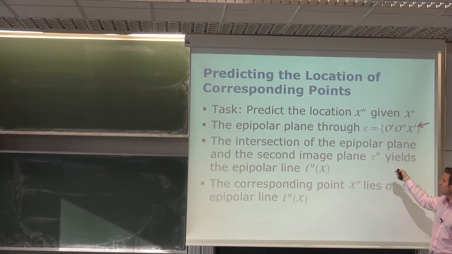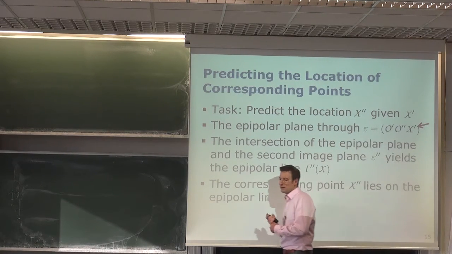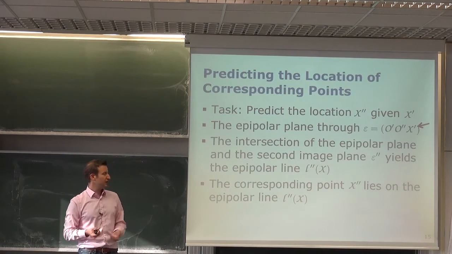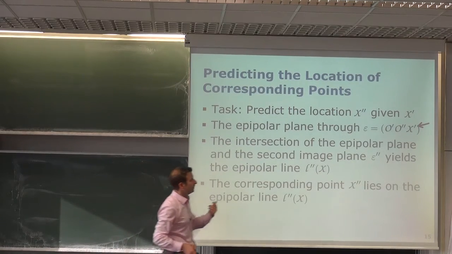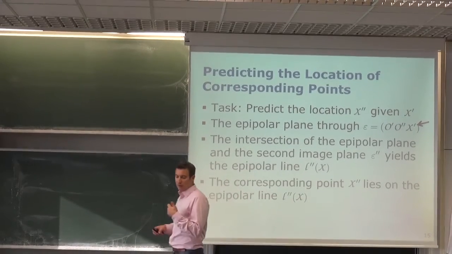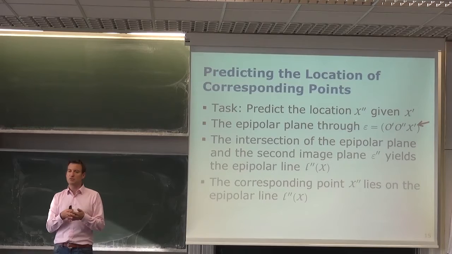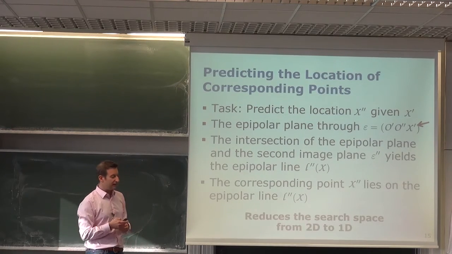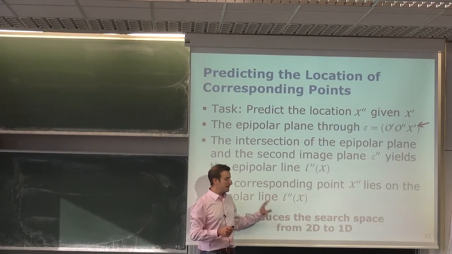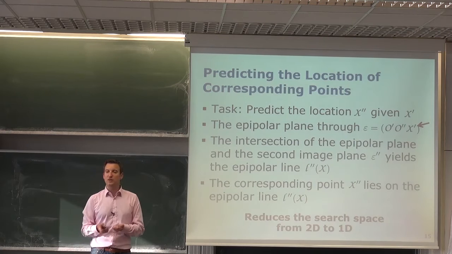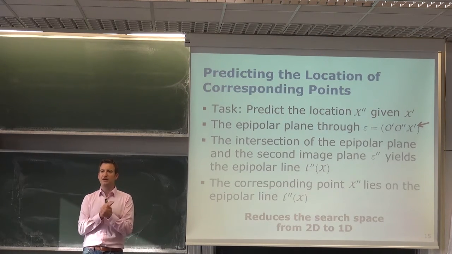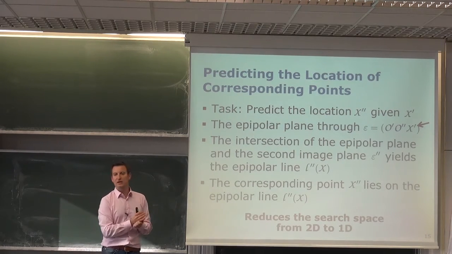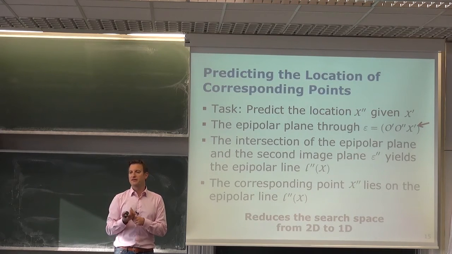If this would depend on x double prime, that wouldn't help me. But as it only depends on x prime, that's why the arrow is here, I can construct this epipolar plane and then use it by intersecting it with the other image in order to find the projection of this point. This intersection of the epipolar plane and the image plane is the epipolar line. So I just have to search along these epipolar lines. This reduces my search space from a 2D space to a 1D space. These are the very essential reasons why epipolar geometry is useful and simplifies the problem of finding corresponding points.